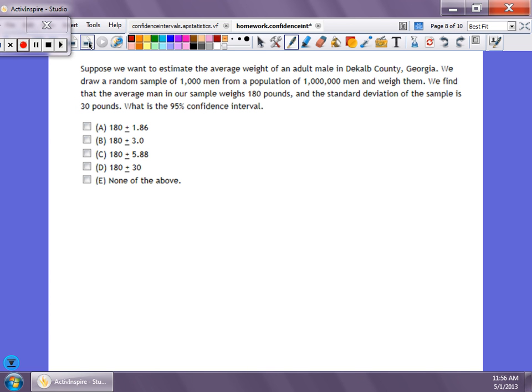Suppose we want to estimate the average weight of an adult male in DeKalb County, Georgia. We draw a random sample of 1,000 men. Again, that's 1,000 men. We have a very large sample, a sample size so large we can approximate with the z-distribution. Here we are actually asked for the 95% confidence interval. So we're going to have a statistic plus or minus the margin of error. I'm not going to give you any hints beyond that because we just did a very similar problem.